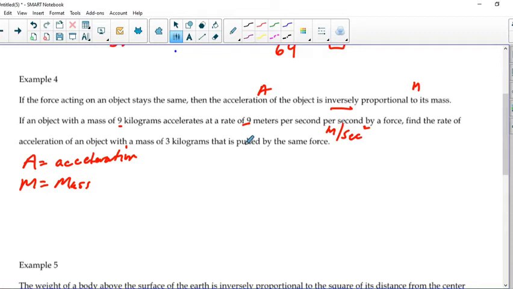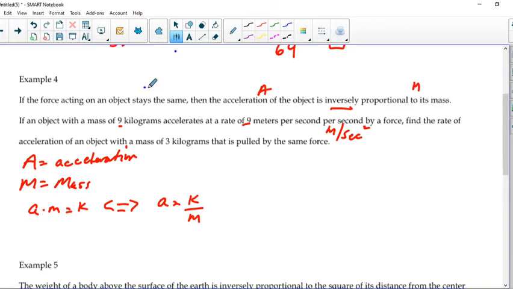Okay. So we know acceleration times mass equals a constant because they're inversely proportional. Or we could say, let's see if I can make this one better this time. Acceleration is equal to the constant divided by the mass. Either one of those is fine, okay?